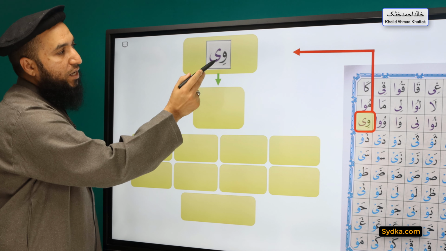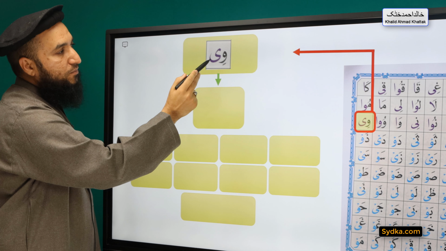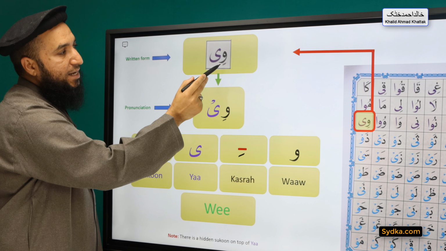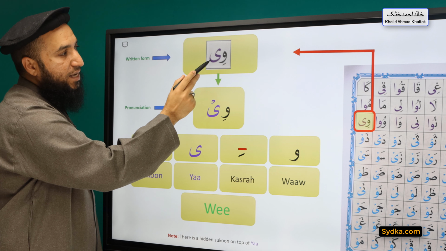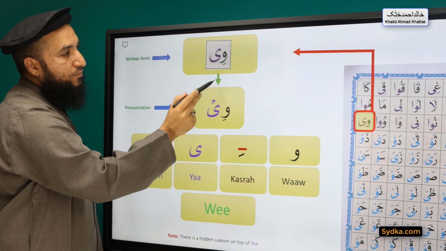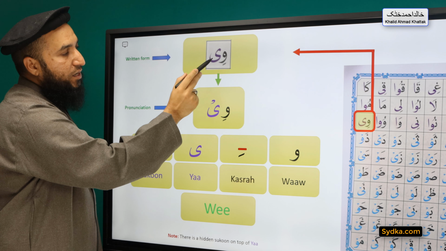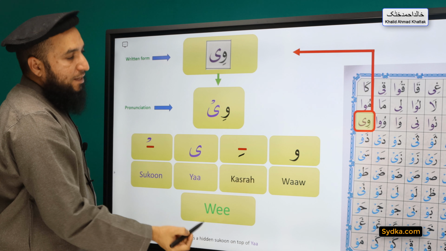The next syllable we have is Waw kasra ya sukoon. Waw is a light letter, it has kasra underneath, it is followed by ya, and ya has a hidden sukoon. Waw kasra ya sukoon, wi.